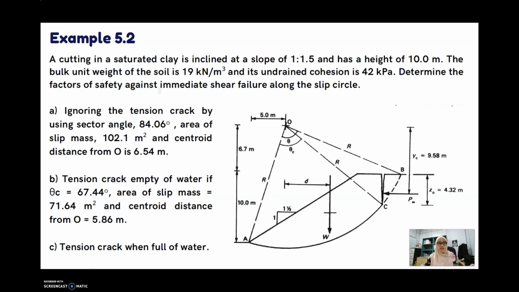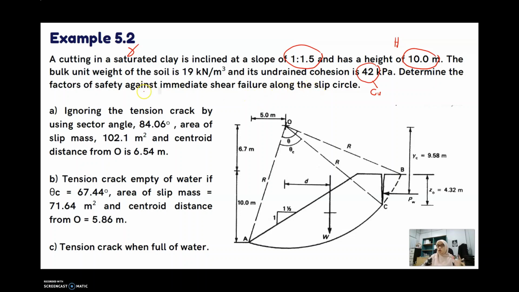Alright, as you can see here, the question mentions that a cutting in saturated clay is inclined at a slope of 1 to 1.5 and has a height of 10 meters. This means your H is 10 meters, and the bulk unit weight of the soil, gamma, is 19 kilonewton per meter cube. Its undrained cohesion, Cu, is 42. Determine the factor of safety against immediate shear failure along the slip circle.